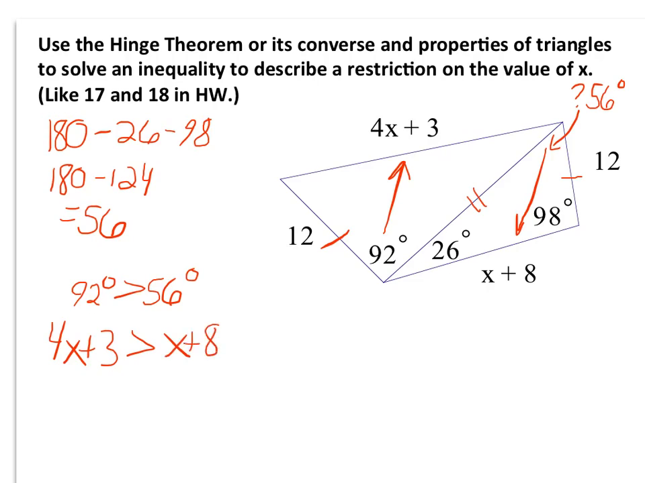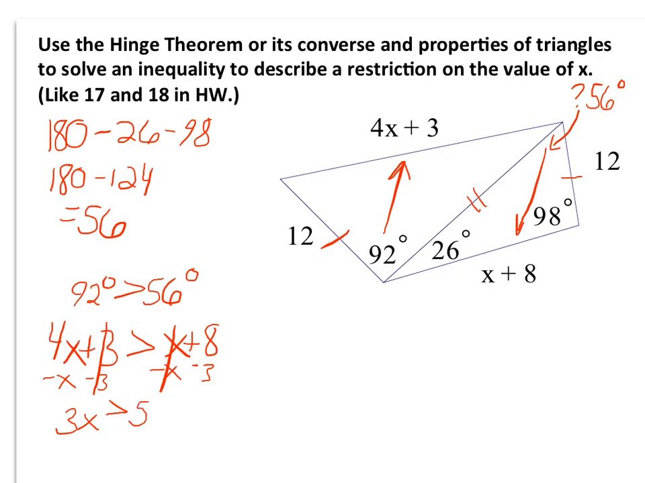So now we just have to solve this inequality. Solving inequalities is very similar to the way you would solve any other problem. You're still going to use the order of operations and try to isolate x onto one side. I start by subtracting x from both sides as well as subtracting 3 from both sides to cancel the 3's out as well as the x's. And we get 4x minus x, which is 3x, is greater than 8 minus 3, which is 5.